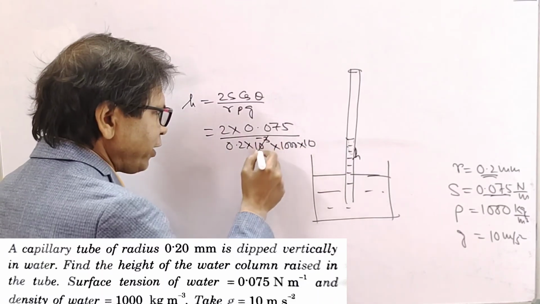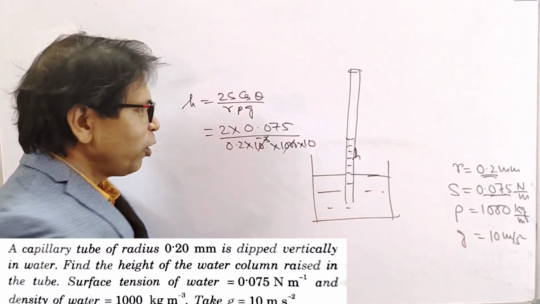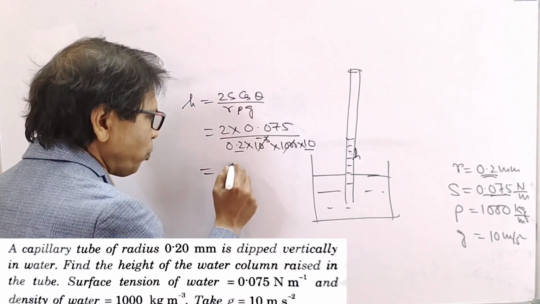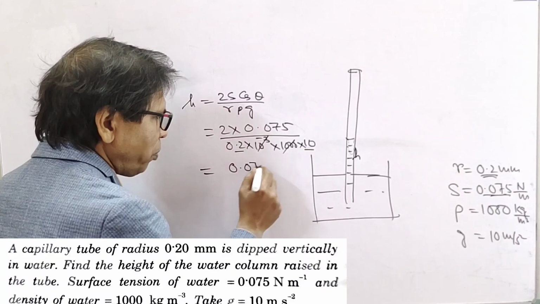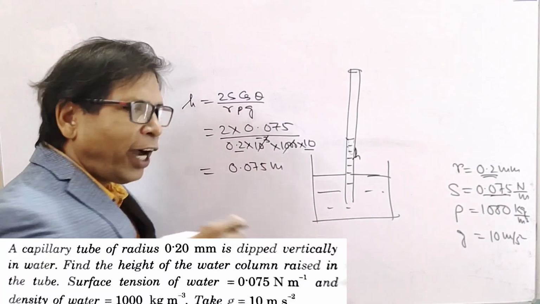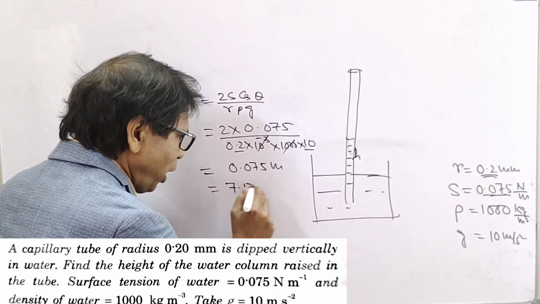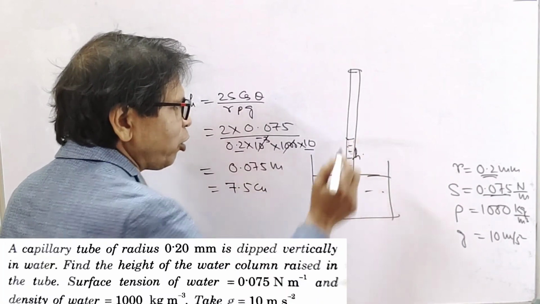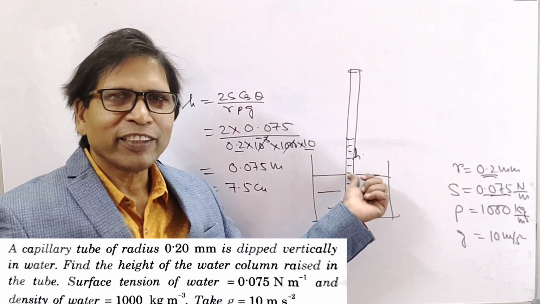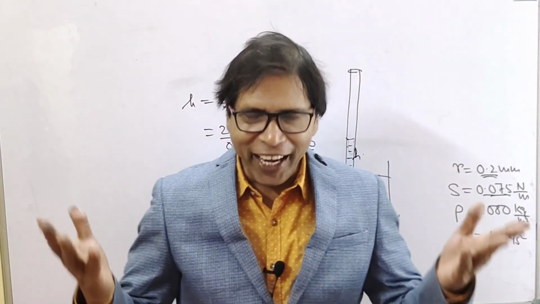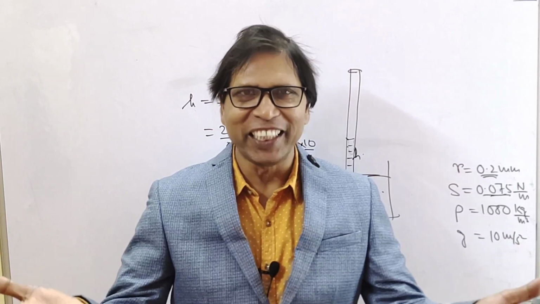Now look at this, this and this cancel out. Look at this, 10 into 0.2, so this is 2, therefore this is 0.075 meter, the height of the liquid column. That is, 7.5 centimeter is the height of the water column in the capillary tube. Okay, understood?